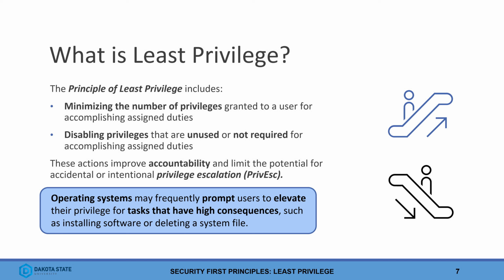Now that you know a bit about privileges and the components behind them, let's introduce the principle of least privilege. Least privilege includes minimizing the number of privileges granted to a user for accomplishing assigned duties, and disabling privileges that are unused or not required for accomplishing these duties. While they might seem simple, these actions improve accountability and limit the potential for accidental or intentional privilege escalation immensely. The most obvious example of a least privilege implementation is when operating systems prompt users to elevate their privilege for tasks that have high consequences. This would be the Run as Administrator dialog box that you see pop up when you install software on Windows.